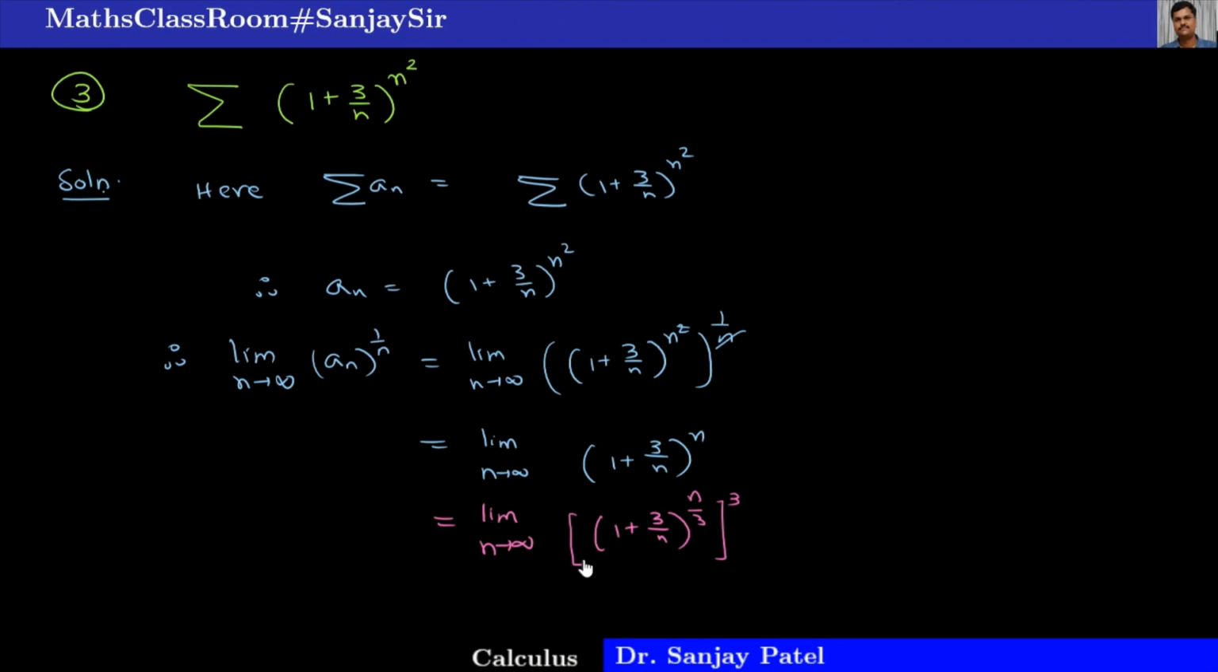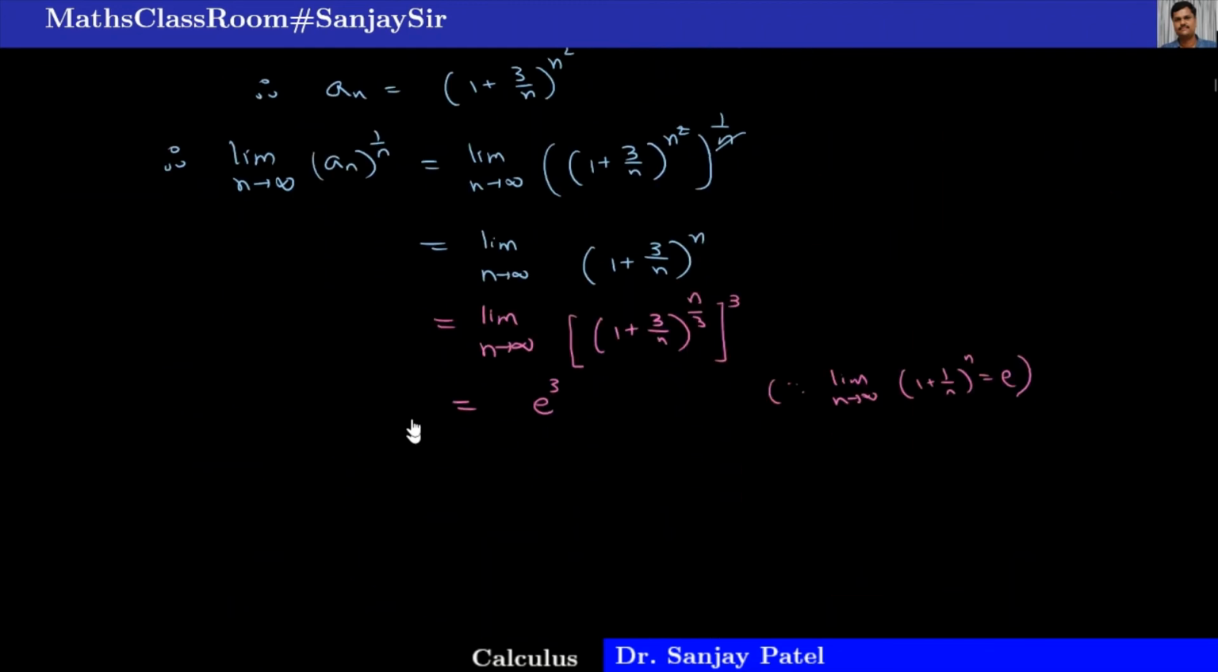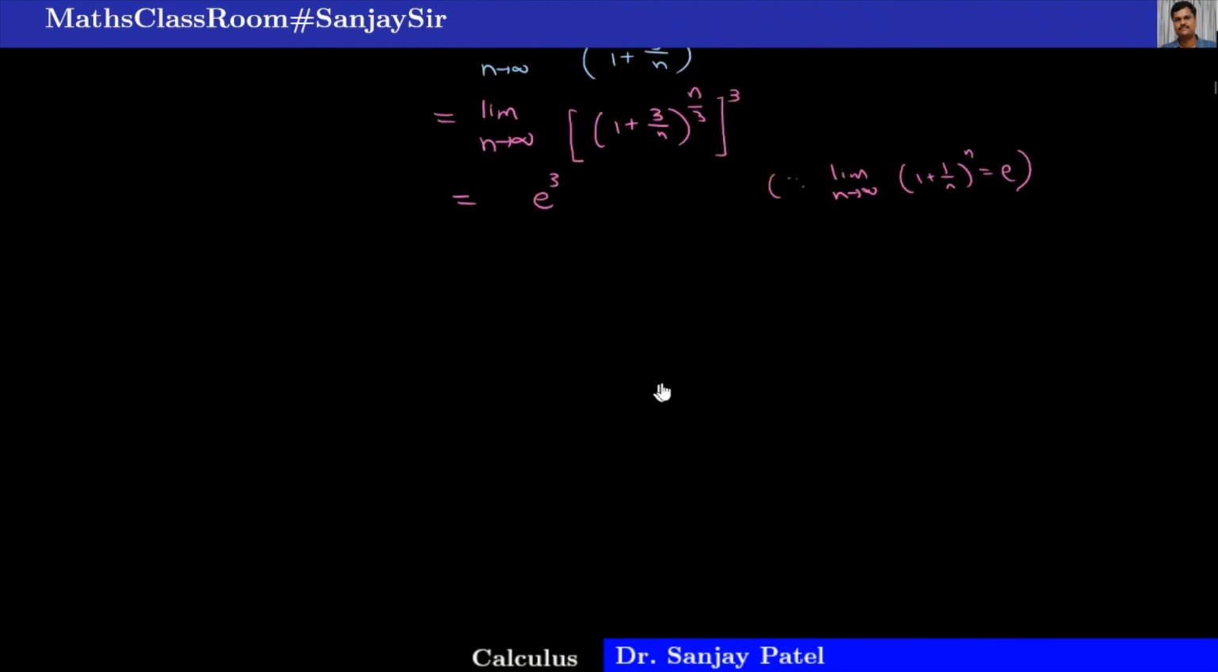Now as n tends to infinity, this bracket 1 plus 3 upon n raised to n by 3 is tending to e. So the limit of this term will be e cube, because limit n tends to infinity, 1 plus 1 upon n raised to n is equal to e. Okay. Again, you know that the value of e is greater than 1.